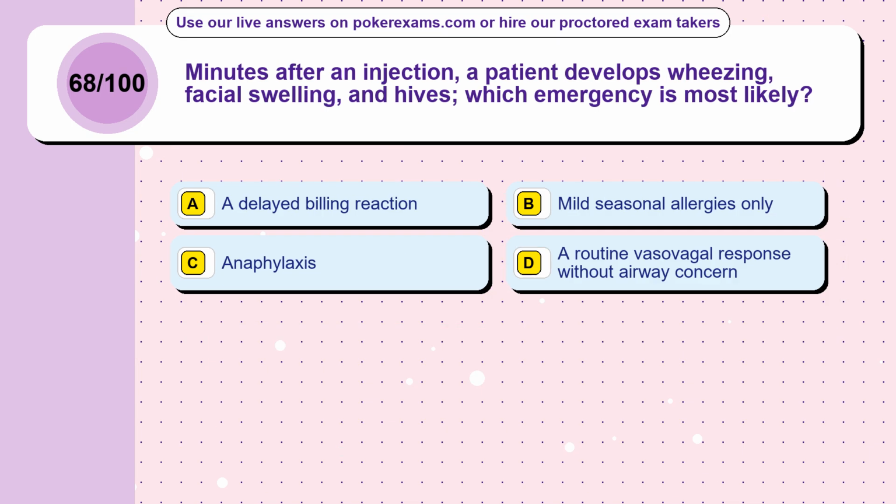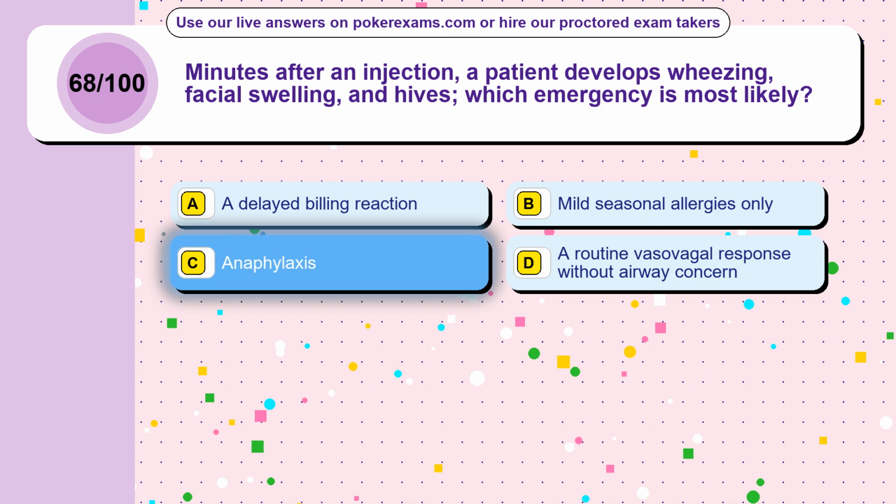Question 68. Minutes after an injection, a patient develops wheezing, facial swelling, and hives. Which emergency is most likely? Option A, a delayed billing reaction. Option B, mild seasonal allergies only. Option C, anaphylaxis. Option D, a routine vasovagal response without airway concern.